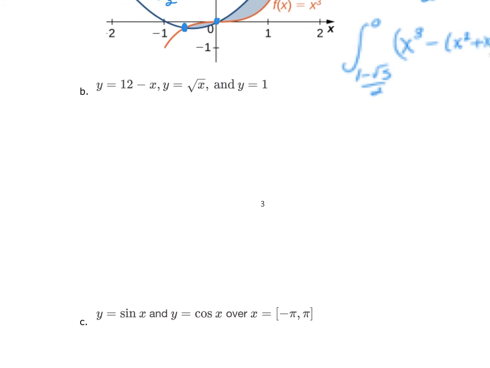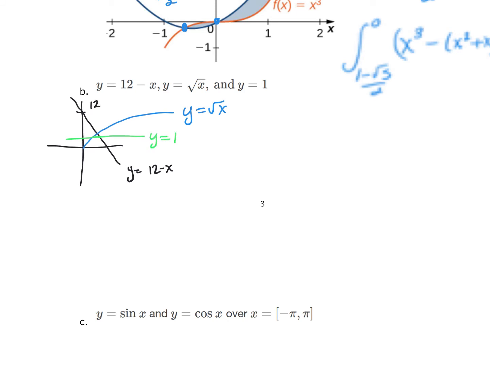On B, what we're going to do again is draw a quick little sketch. I have 12 minus x. So this is just the line y is equal to 12 minus x. Its intercept here is at 12 and it has a slope of negative 1. My other function is y is equal to the square root of x. So y equals the square root of x would look like this. And then my last function is that y is equal to 1. So then I have this line y is equal to 1.